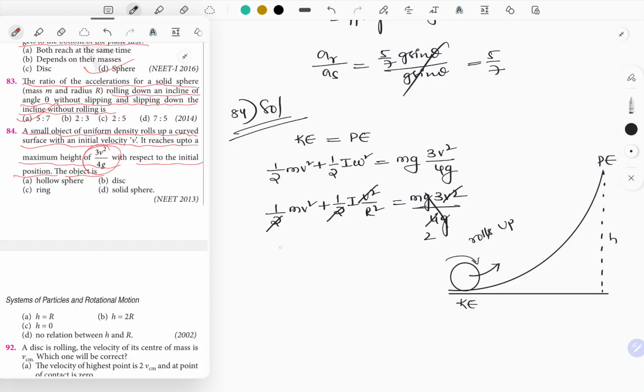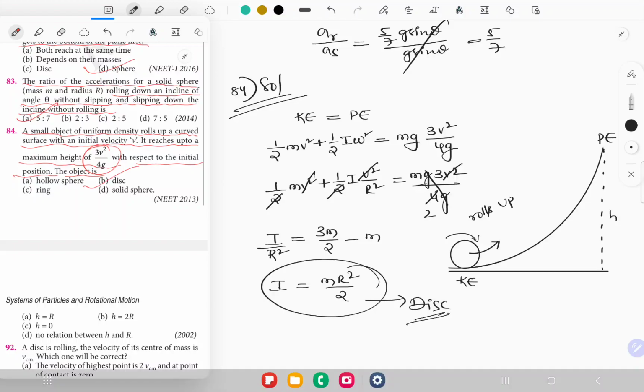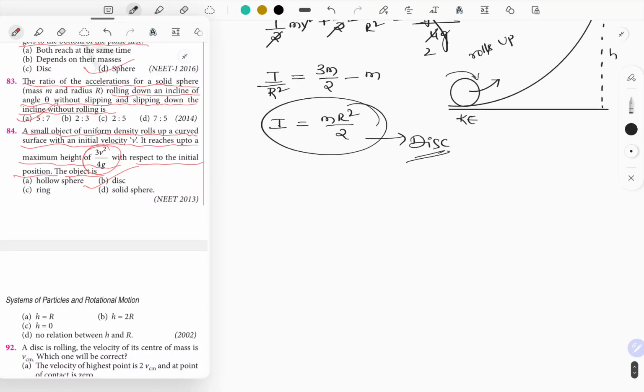Let me find the remaining thing. Now v square will get cancelled out, right? So I'm left with I by r square, which is equal to 3m by 2 minus m. Then I is equal to m r square by 2. It is going to be a disk. So that is the answer. Which option? Option B is the correct answer. That's how we have to decide.